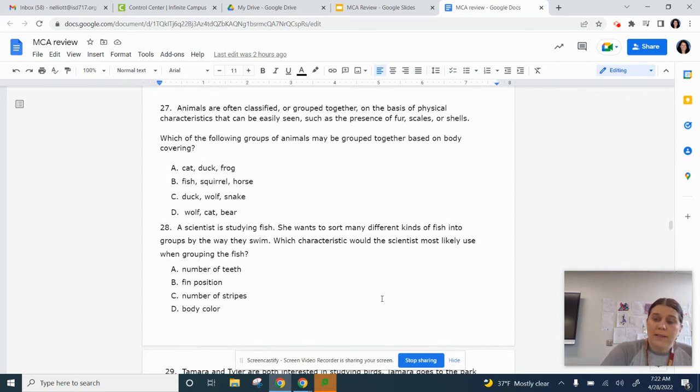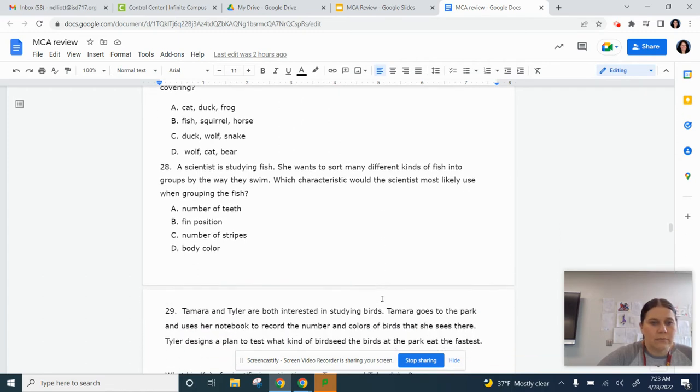So again, you should be pausing, and if you need to re-listen to it, you need to go backwards and listen again. Animals are often classified or grouped together on the basis of physical characteristics that can be easily seen, such as the presence of fur, scales, or shells. Which of the following groups of animals may be grouped together based on body covering? Cat, duck, frog. Fish, squirrel, horse. Duck, wolf, snake. Wolf, cat, bear.